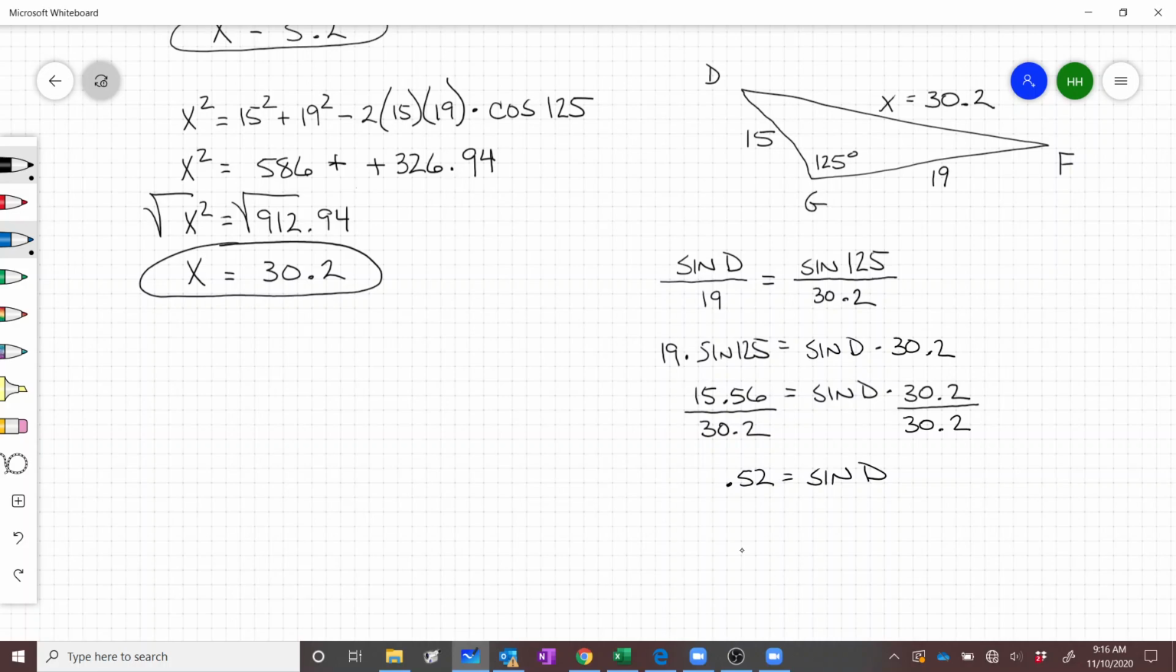So if we know the sine of angle D, we can use inverse sine, right? To find the angle measure. So with the 0.52 sitting on your calculator screen, push second sine. And if you push second sine, then 31.02 equals the measure of angle D. So we're going to round it to the nearest tenth. We're going to call it 31. So this angle D up here is 31 degrees. And now we can take 180 minus 125 minus 31, and angle F would be 24 degrees.